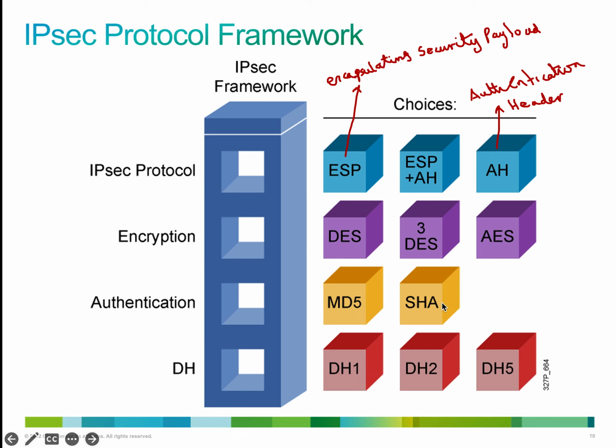Then the fourth concept of the framework is the DH, the Diffie-Hellman key generator. So we have DH1, DH2, DH3. Remember, this key has to be given to the encryption and the authentication, and the protocol also has to be given. All these four go through the tunnel when we are talking about the VPN. We're going to talk about the VPN in a short while.